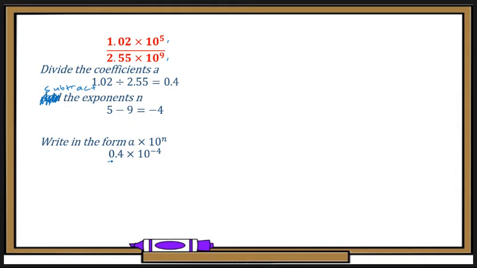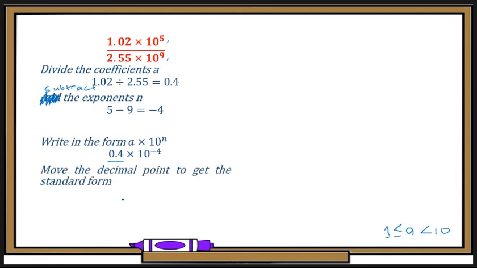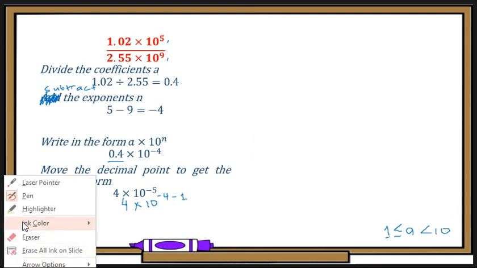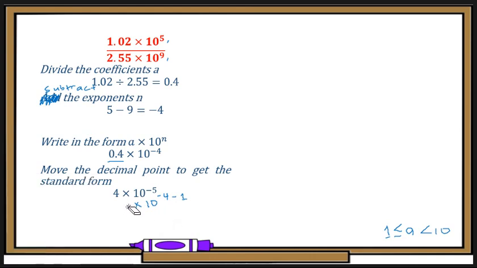Since our value here, 0.4, violates our condition that a should be greater than or equal to 1 but less than 10, then we have to move our decimal point 1 unit to the right. So, if you move your decimal point 1 unit to the right, ano naman yung gagawin natin? So, you are going to end up with 4 times 10 raised to the power of negative 4 minus 1. Kasi for every 1 decimal point movement to the right, you're going to subtract 1. So, our new value will be, ayun, namali pala ako ng sulat. So, 4 times 10 raised to the power of negative 5.